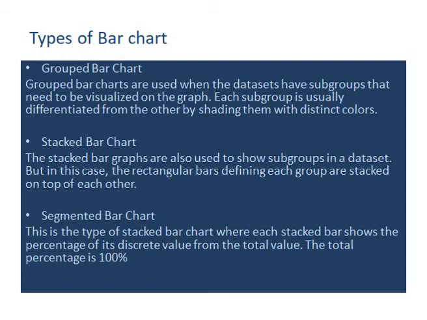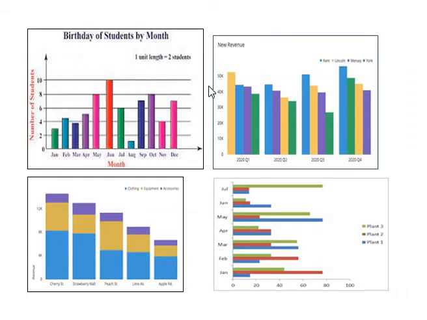Then you have segmented bar. Segmented bar is similar to stacked bar. Here it is a type of stacked bar chart where each stacked bar shows the percentage. So the percentage of each discrete value from the total value will be shown on your bar. So that is segmented bar chart. So these are the certain types of bar chart, apart from the other category, that is frequency polygon, histogram, etc. So these are different bar charts, segmented and stacked bar charts.